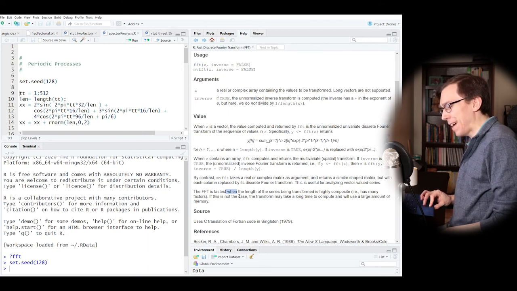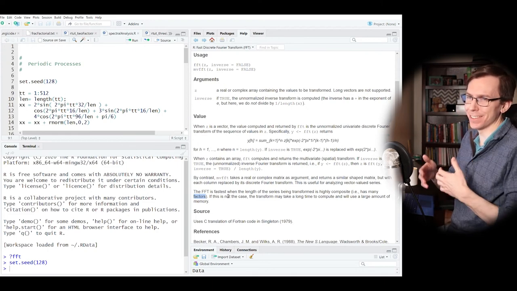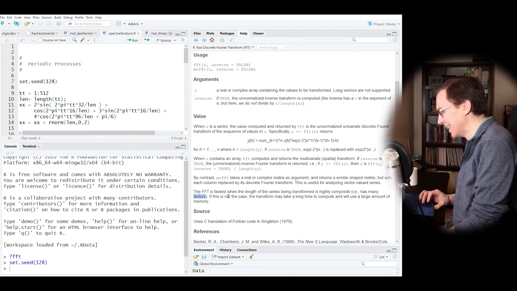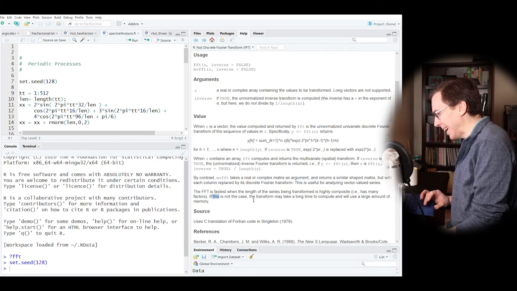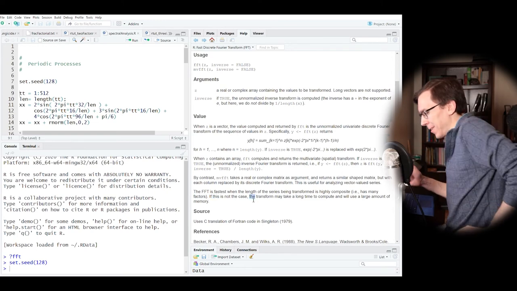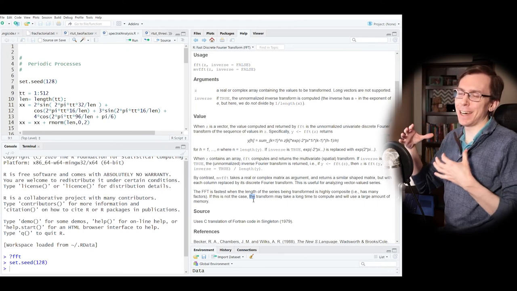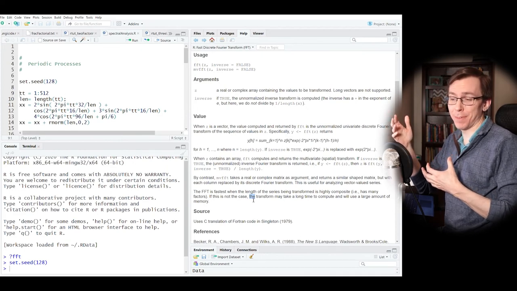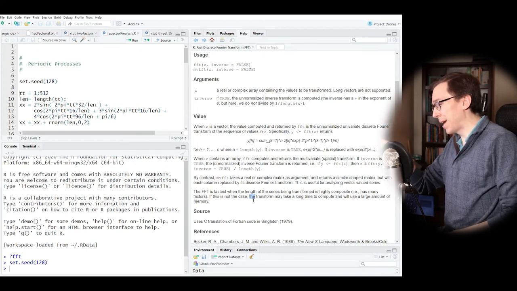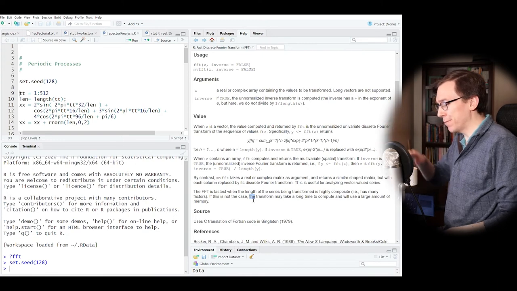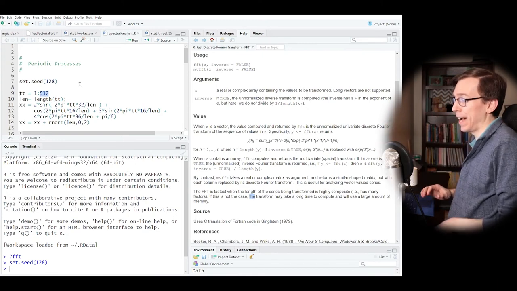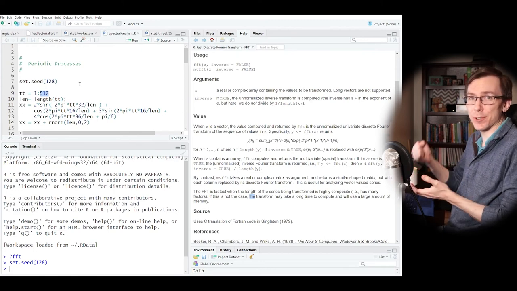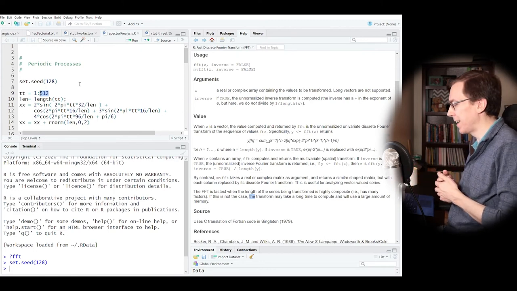Yes, FFT is fastest when the length of the series being transformed is highly composite, that is, has many factors, like 2 to the 9th, or 2 times 2 times 2, nine times. If this is not the case, it may take a long time to compute and use a large amount of memory. So again, this is the idea that we talked about in the last lecture, that I probably don't want to solve that big system of equations, but it depends on how powerful your computer is. Luckily, if our time series length is something like 512, then the FFT can just crush it really fast using that divide and conquer method.